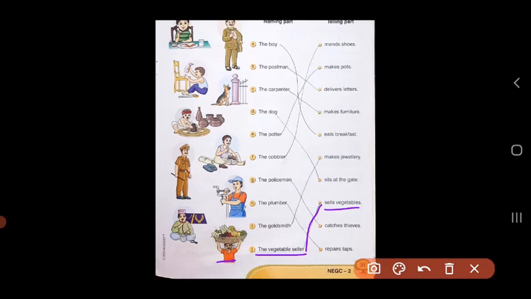So in this way, children, we have matched the naming part to the telling part.